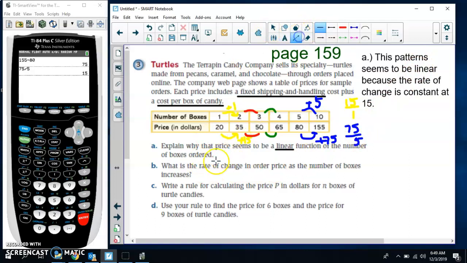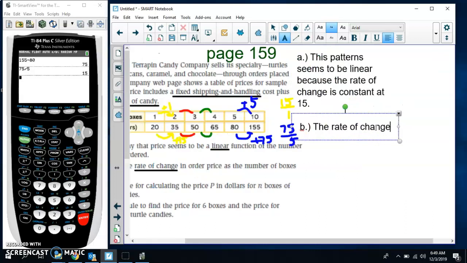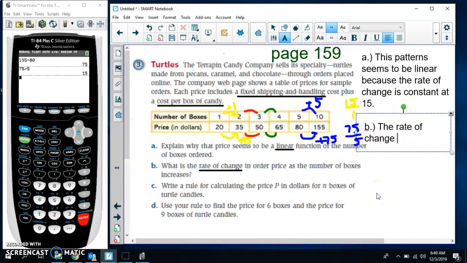Part B we kind of already have answered. Part B is asking what is the rate of change in the price as the number of boxes increases, okay? So we can go ahead and answer that also, right? So for B, maybe somewhere on our paper we could say the rate of change is 15, and it's $15 per box of candy. Notice how it's more than just a number, we're describing what that means. Make sure you have that written down on your paper.